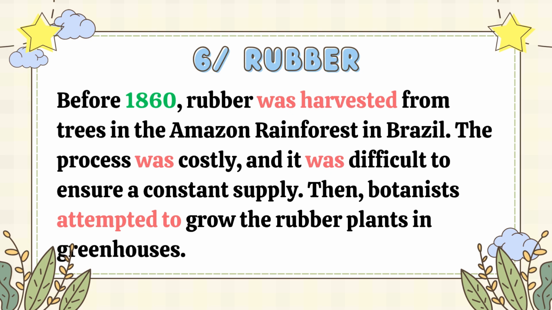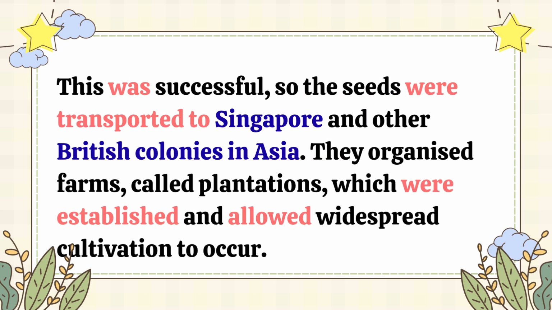6. Rubber. Before 1860, rubber was harvested from trees in the Amazon rainforest in Brazil. The process was costly and it was difficult to ensure a constant supply. Then, botanists attempted to grow the rubber plants in greenhouses. This was successful, so the seeds were transported to Singapore and other British colonies in Asia. Organized farms, called plantations, were established and allowed widespread cultivation to occur.